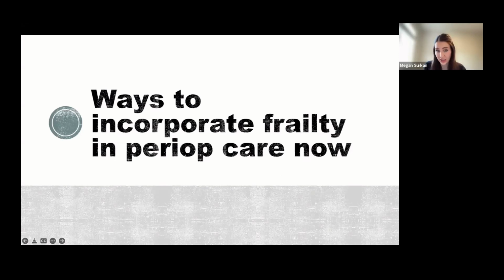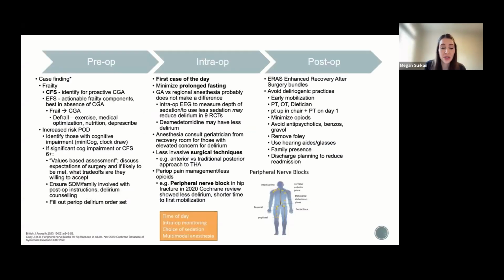So that's a summary of the quite a few different frailty measurement tools out there. The CFS is usually the one that's most commonly being used and recommended in guidelines. I wanted to just briefly talk about what are some things we could do now, and then open it up for discussion.